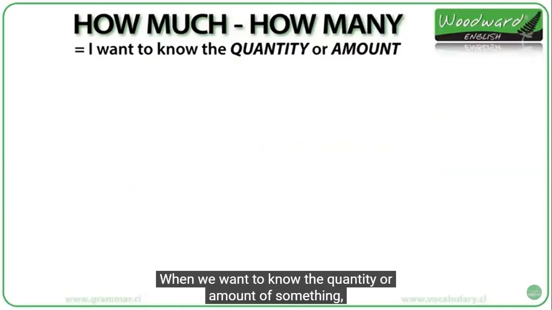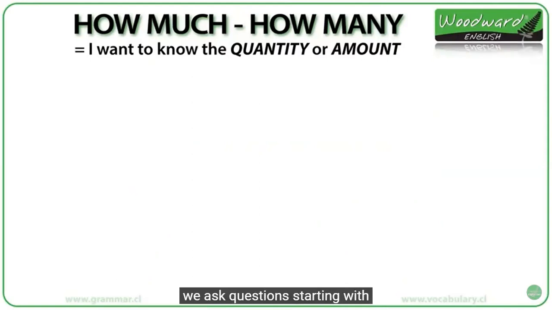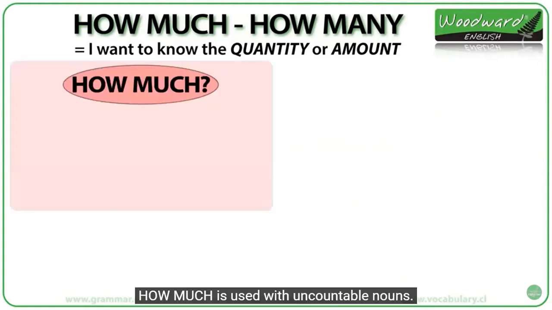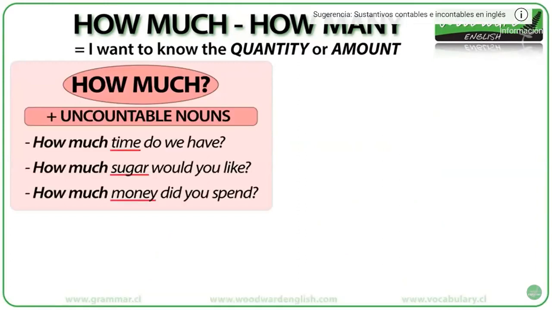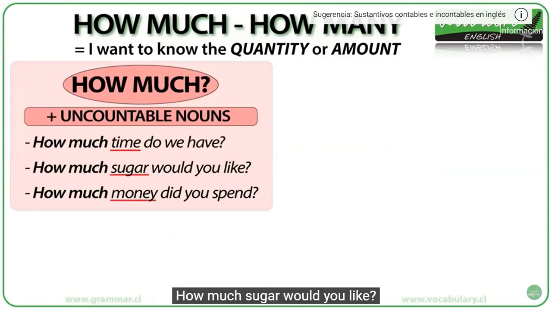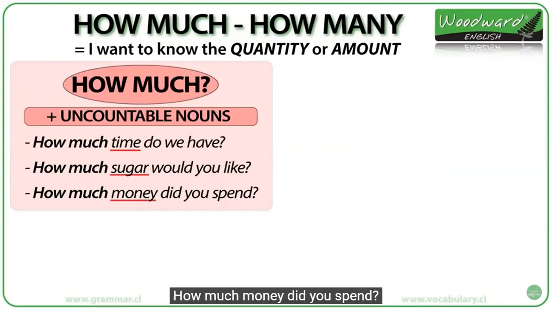When we want to know the quantity or amount of something, we ask questions starting with how much and how many. But what is the difference? How much is used with uncountable nouns. How much time do we have? How much sugar would you like? How much money did you spend?